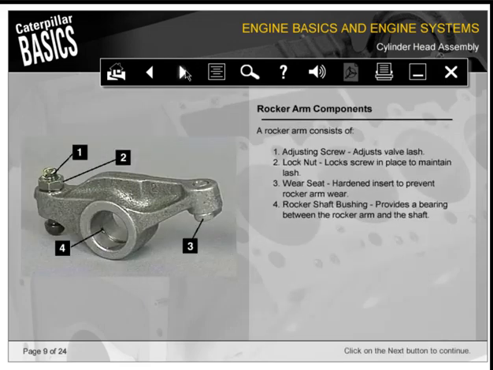A rocker arm consists of 1, an adjusting screw to adjust valve lash; 2, a lock nut, which locks the screw in place to maintain lash; 3, a wear seat, which is a hardened insert to prevent rocker arm wear; and 4, a rocker shaft bushing, which provides a bearing between the rocker arm and the shaft.